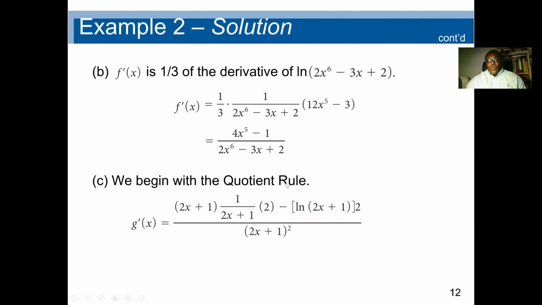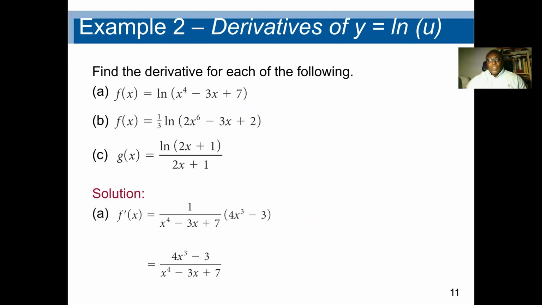Now let's see the third question. In the third question, well, let's go to the original question. We see that we have a quotient. So we have a g of x equal to natural log 2x plus 1 over 2x plus 1. So since we are having a division here, we have to use the quotient rule.